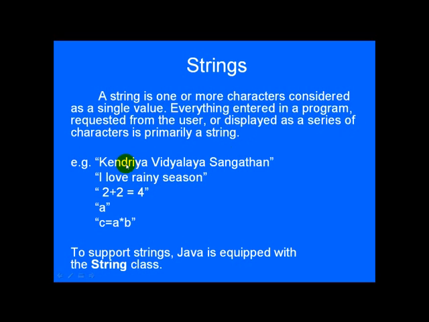For example, Kendriya Vidyalaya Sangathan, it is a string. I love rainy season, it is a string. 2 plus 2 equals 4, it is a string. Here 2 plus 2 equals 4, all these are characters, taken in the general sense, so it is a string. A, it is a string. C equals A asterisk B, it is a string. Whatever we enclose within double quotes is treated as a string.